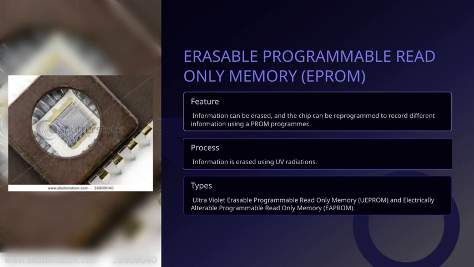There are different types of EPROMs, mainly the ultraviolet erasable programmable read-only memory, or UEPROM, and the electrically alterable programmable read-only memory, EAPROM. The main difference is in how they are erased and reprogrammed. UEPROMs use UV light for erasing, while EAPROMs can be erased electrically, which is more convenient in many applications. Overall, EPROMs are a significant step forward because they combine the permanence of ROM with the flexibility of reprogramming, making them useful in various scenarios where data needs to be updated periodically.